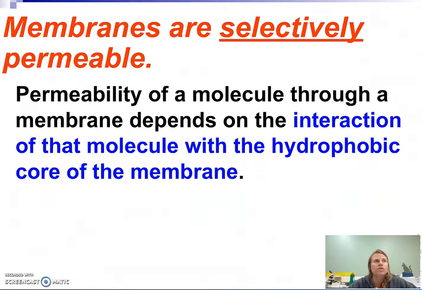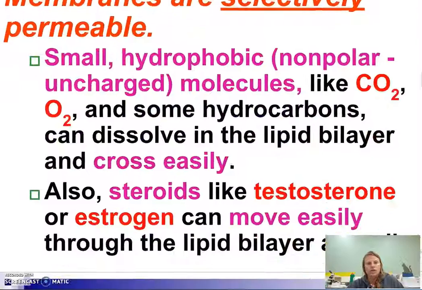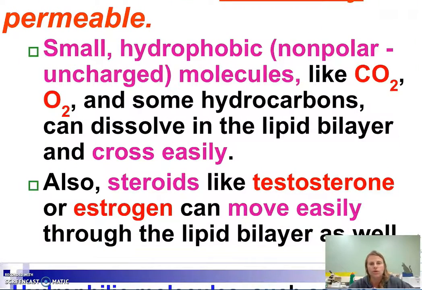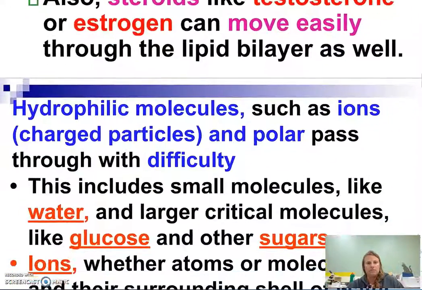As we know, membranes are selectively permeable. Well, how do they get this selective permeability? It depends on the interaction of the molecule that's trying to cross with the hydrophobic core of the membrane. So small, hydrophobic, nonpolar, uncharged molecules like carbon dioxide and oxygen can cross easily. Steroids like testosterone and estrogen can also move easily through the lipid bilayer.